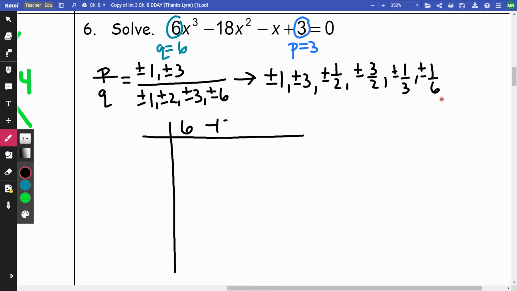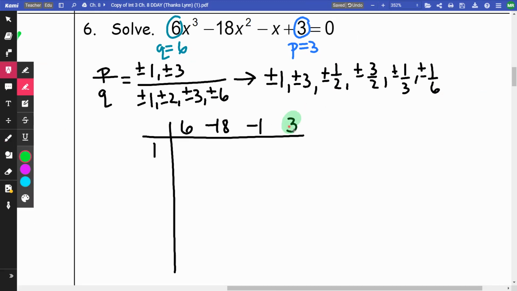6, negative 18, negative 1, 3. And I'm going to try a 1. Now, what I want to notice is that my 0 is 3. I'm 3 above the x-axis at 0. Okay, just kind of keeping that in mind.